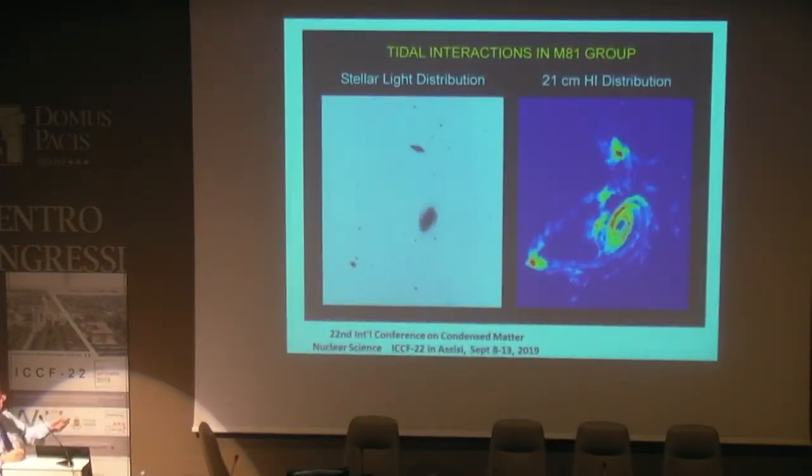And so, for example, here with ordinary light, all we see is two galaxies interacting, but when we look at the hydrogen line, we end up seeing much more. We see the interactions. We see things that are normally hidden with ordinary light.